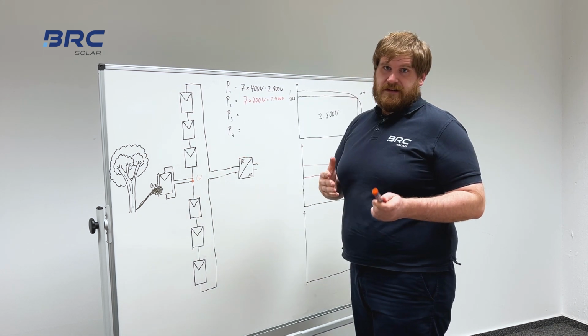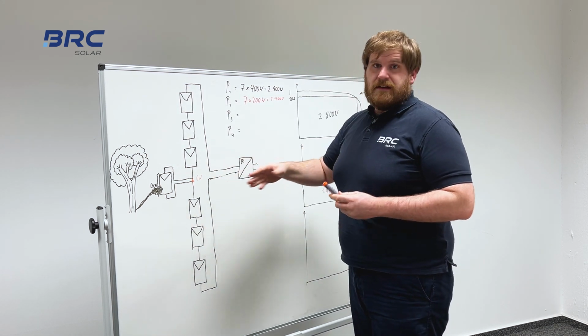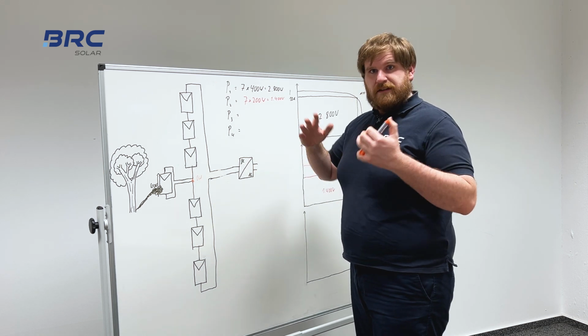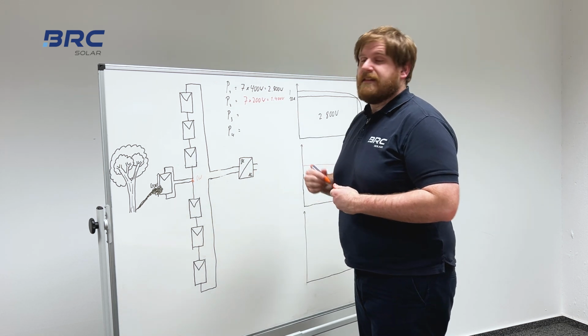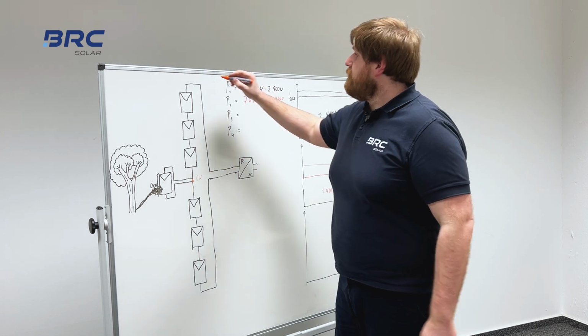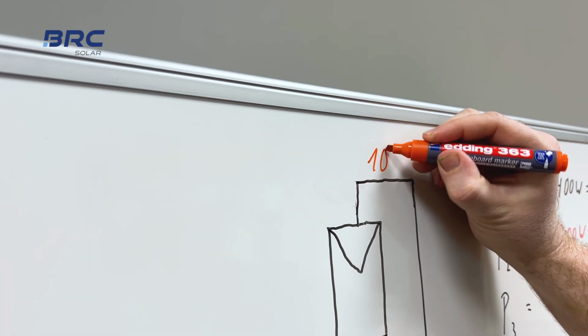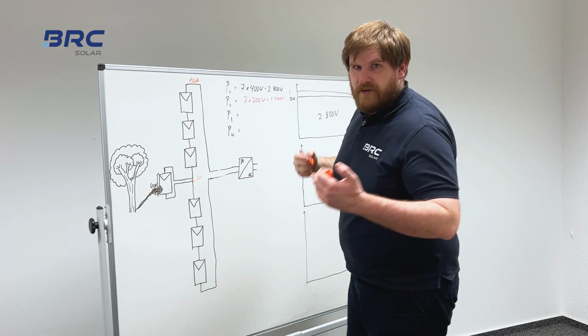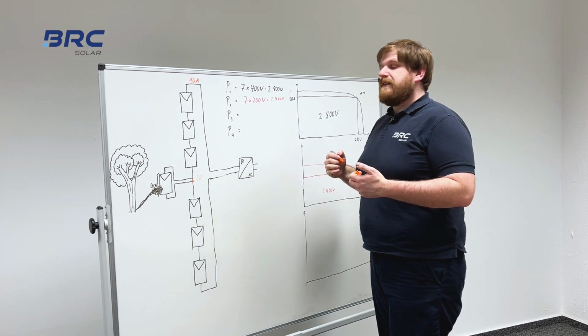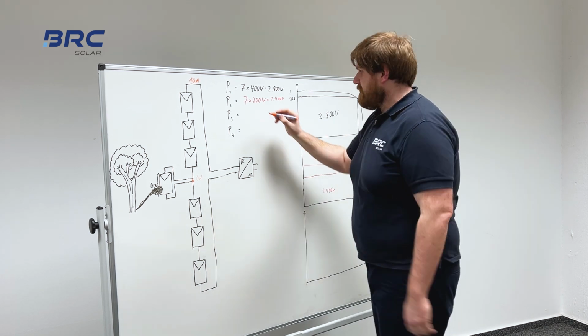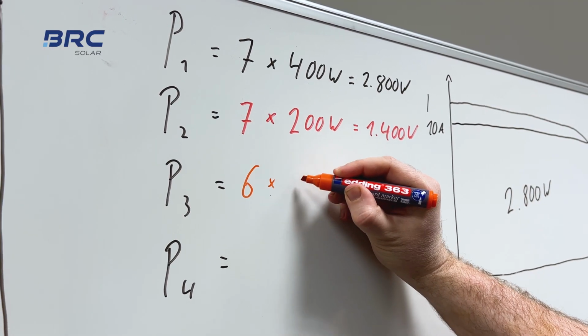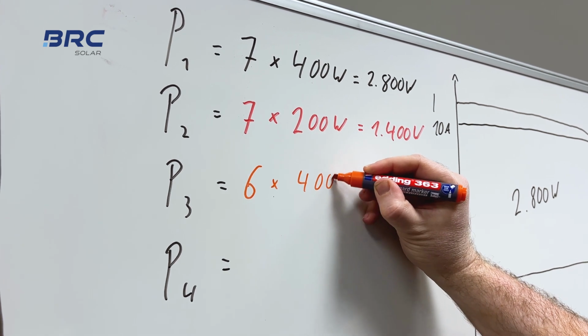But the good thing on the other side is that this one module doesn't slow down all the other modules. So the other modules are now able again to produce this 10 amps. So in this scenario, we would have still left 6 modules that can produce this 400 watts.